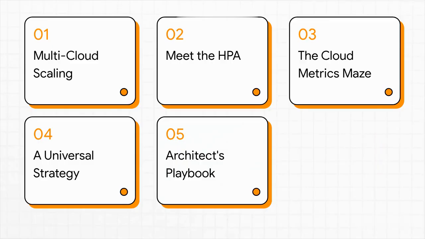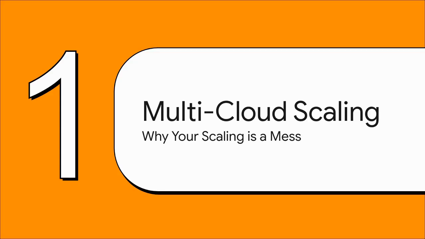All right, here's our game plan. First, we're going to really nail down the problem. Then we'll talk about the HPA, the tool that's supposed to handle this. After that, we'll dive into the real reason things get so messy, the cloud metrics maze. But don't worry, we'll then lay out a universal strategy to fix it and wrap it all up in an architect's playbook you can use right away. Okay, let's just get right into it.